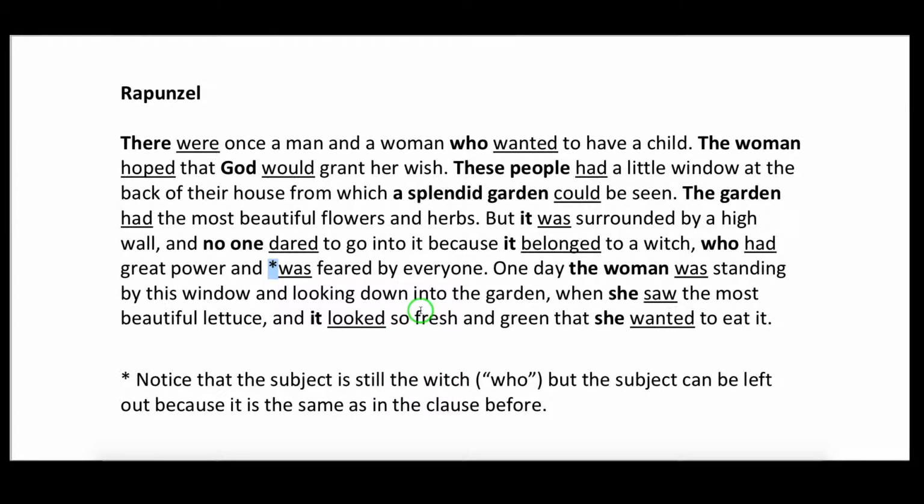So why did I put an asterisk there? Let's read the sentence. It was surrounded by a high wall. No one dared to go into it because it belonged to a witch who had great power and was feared by everyone. In this clause, the subject is the pronoun who, which is the witch. Had is the finite. And in this clause, the subject isn't there. Well, we can't see it there, but it's hidden there. It's hiding. This is a special kind of grammar, which I won't go into right now. But what I wanted to tell you was that the subject who is in here. You just can't see it.